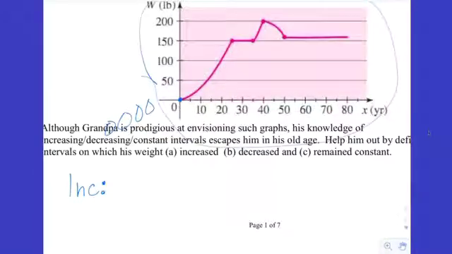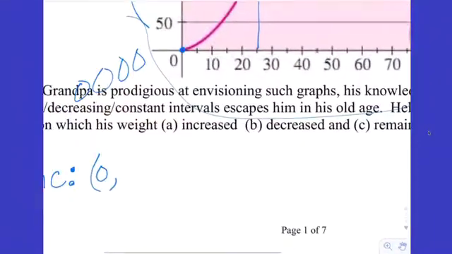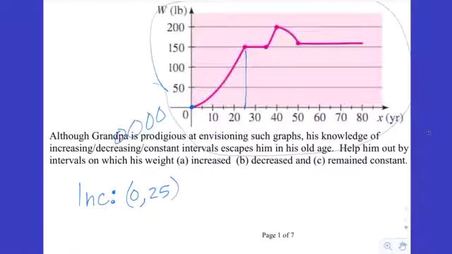So, here's how you're going to do it. You can put INC for increasing, and then a colon, and now we're going to list the intervals. The open X intervals, okay? So, he was increasing from 0 with a parenthesis. We're going to do open intervals. Up to what age? Yeah, it looks like 25. Now, that's pretty impressive. He started out weighing absolutely nothing, and then he gained weight at an increasing rate for the first 25 years of his life.